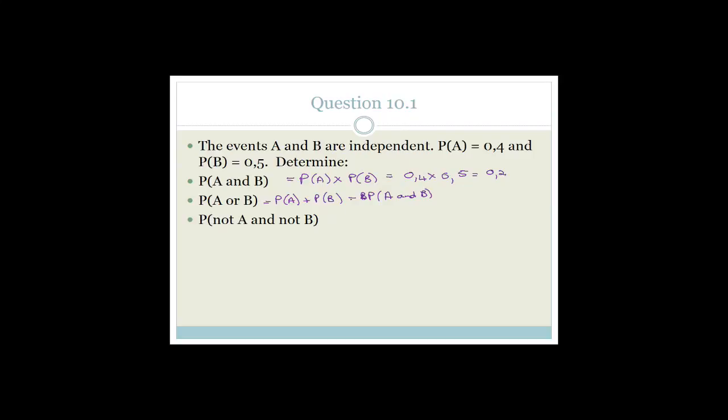And by the way, grade 12s, there is a mark allocated for knowing the rule and a mark for the answer. So you actually have to show this rule. You have to write it out. Okay, so that is going to be the probability of A is 0.4 plus the probability of B, which is 0.5, minus the probability of A and B, which we've already worked out, is 0.2.